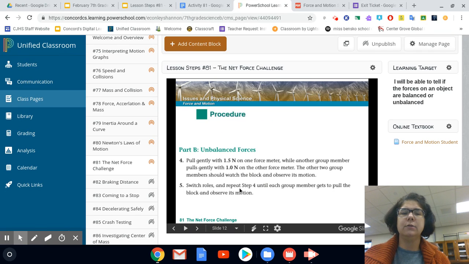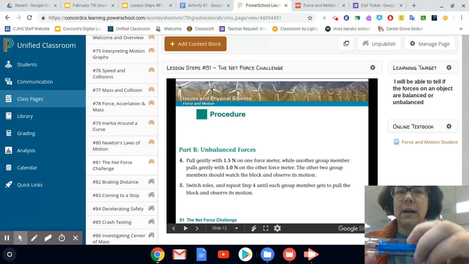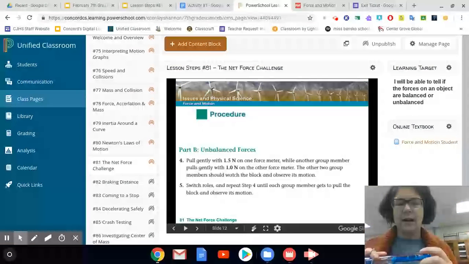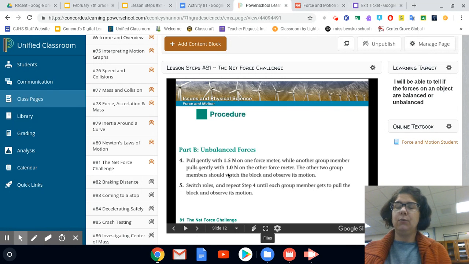When you are done, you are then going to look at what unbalanced forces are. Unbalanced means that they aren't the same. Okay, they're not going the same amount each direction. So to do that, you're going to pull gently 1.5 newtons. So you're going to go to the 1.5 newtons on one direction, while the other direction, again, we're going 1 newton. So here, 1.5 and 1 newton, both in opposite directions. And then switch roles and repeat step 4 until every person gets to pull the block and observe its motion.